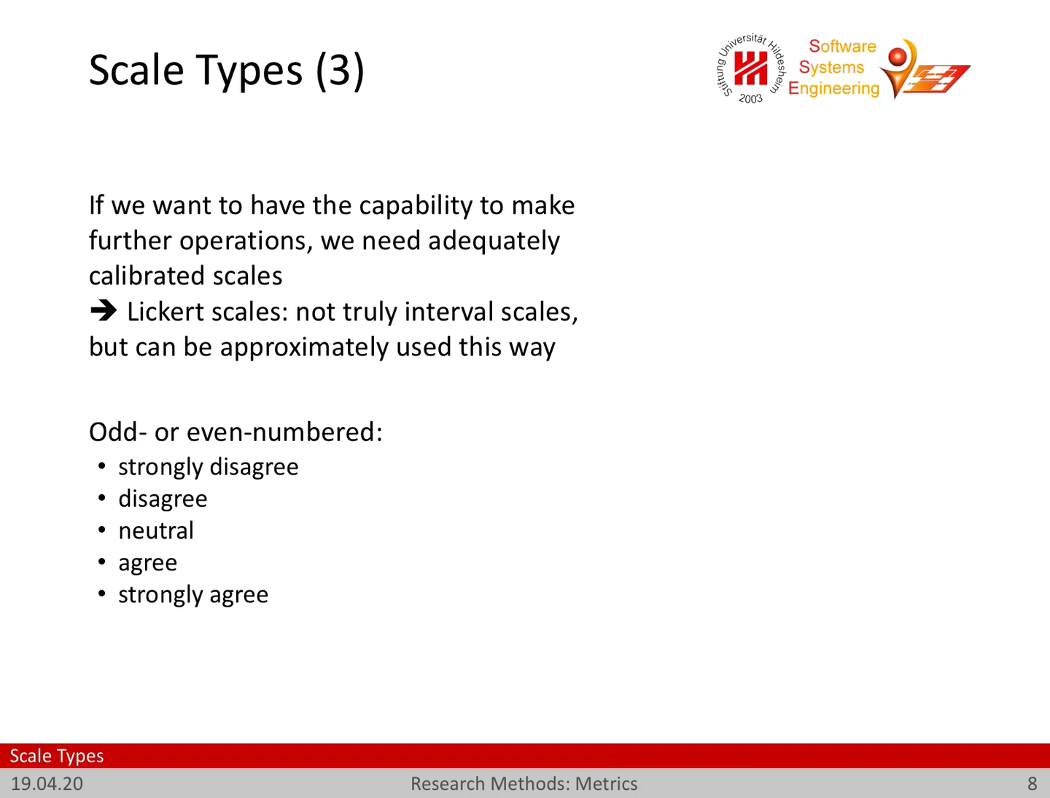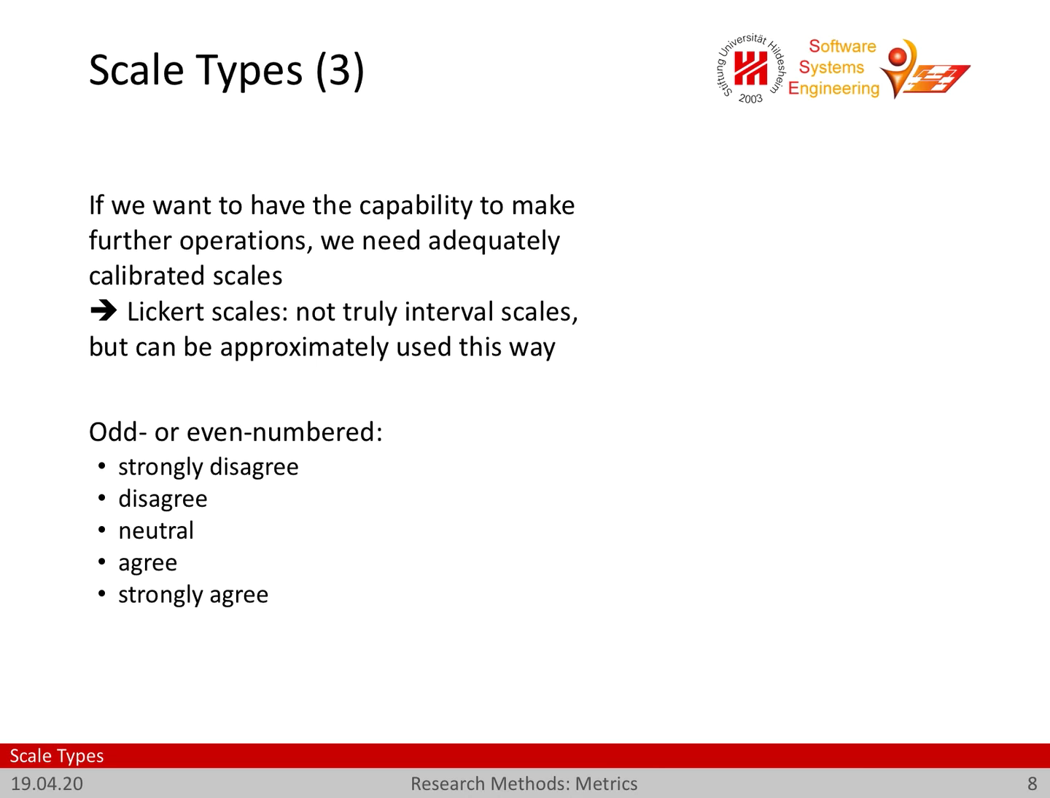They exist in a number of different varieties, either with an odd number of entries or with an even number of entries, depending on whether there is a neutral point or not. And a typical Likert scale would be something like strongly disagree, disagree, neutral, agree, strongly agree.